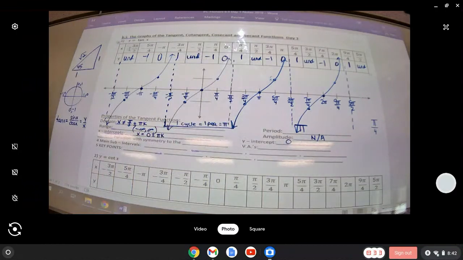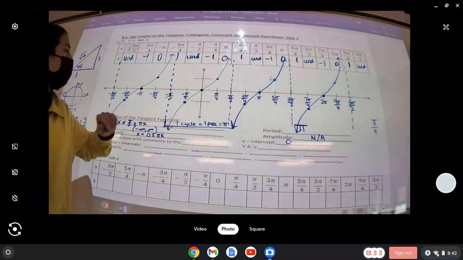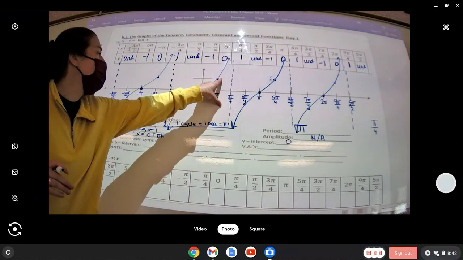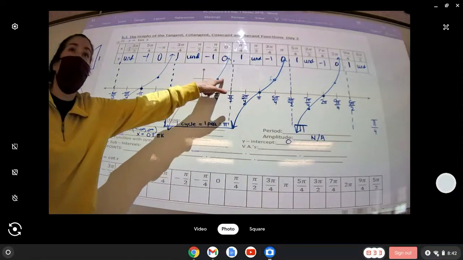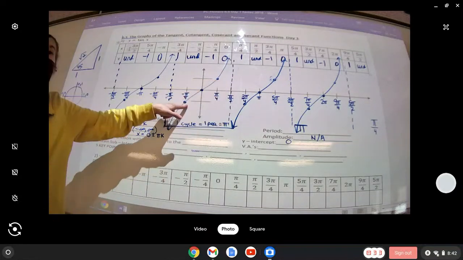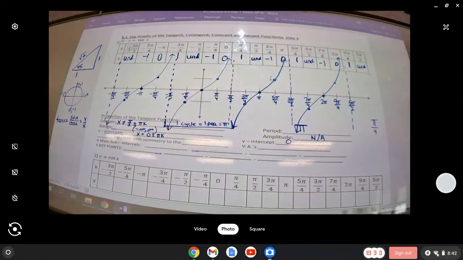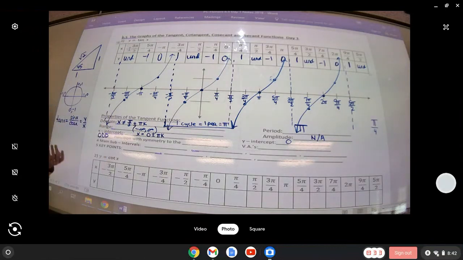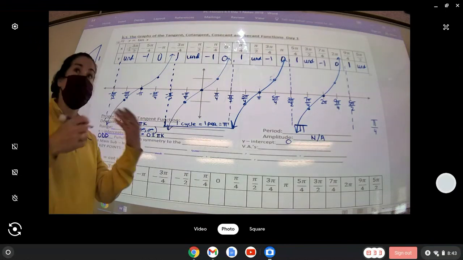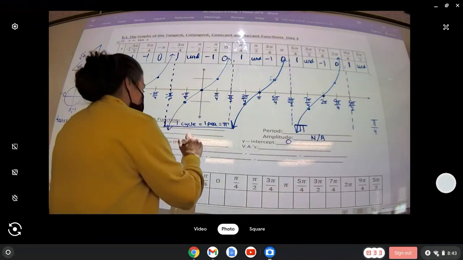If you remember our even and odd, this one has pi over 4, 1, and it also has negative pi over 4, negative 1. For each x, y that lives on the graph, the opposite of x, the opposite of y lives on the graph. This is an odd function, and it has symmetry to the origin. Remember, only the cosine was the even function. All your other trig functions are odd, and that goes for their reciprocals as well.